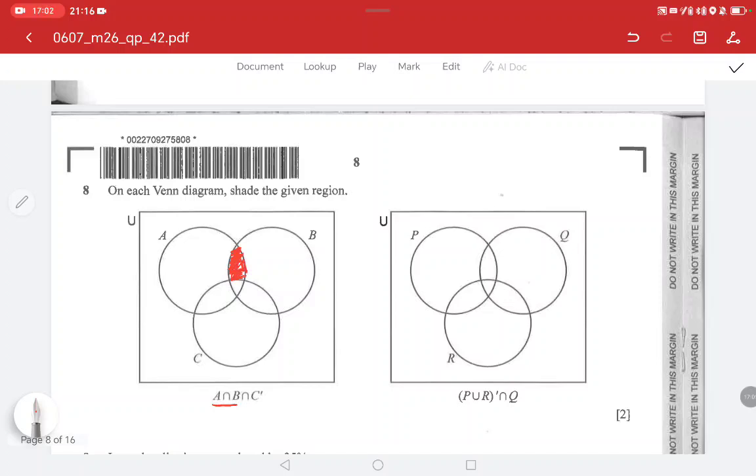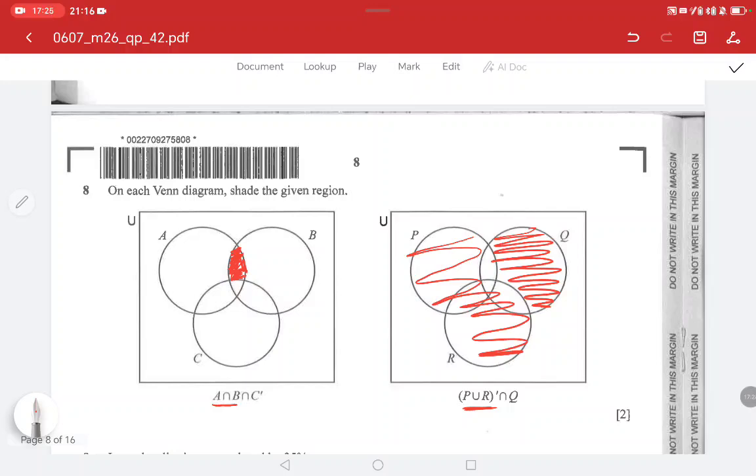Next one, they are talking about P union R complement, like out of this region. Actually, P union R should be this part, but we are talking about outside this one. Outside this one, where is the intersection with Q? The intersection is only here. Okay, I'm going to remove this one. Okay, done.